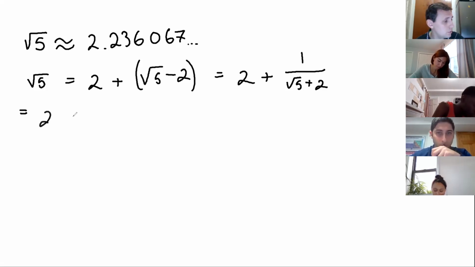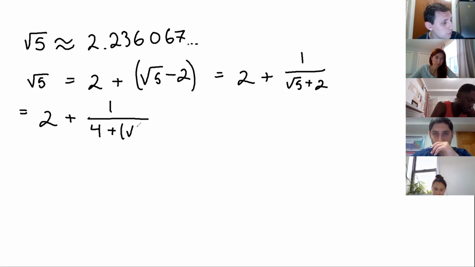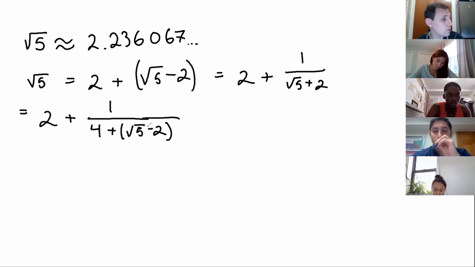We write 2 plus 1 over, here I will move 4: 4 plus root 5 minus 2. I don't change the expression. 4 minus 2 is just plus 2. Do you see why I do that? Why do I do root 5 minus 2 here? It's because, look at it, guys. I now have a recursion.